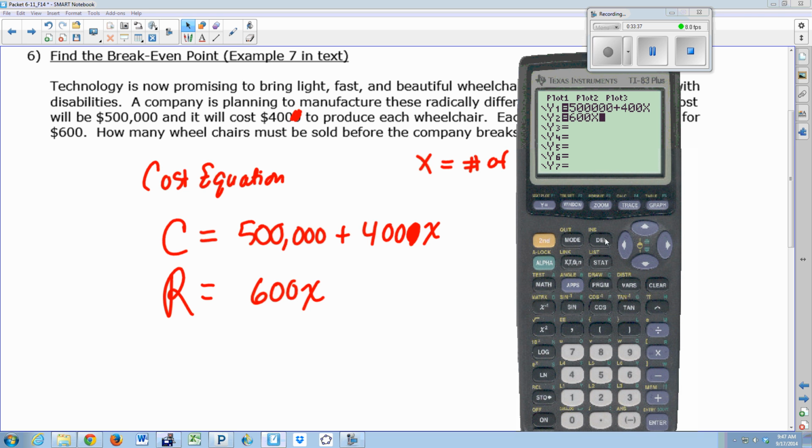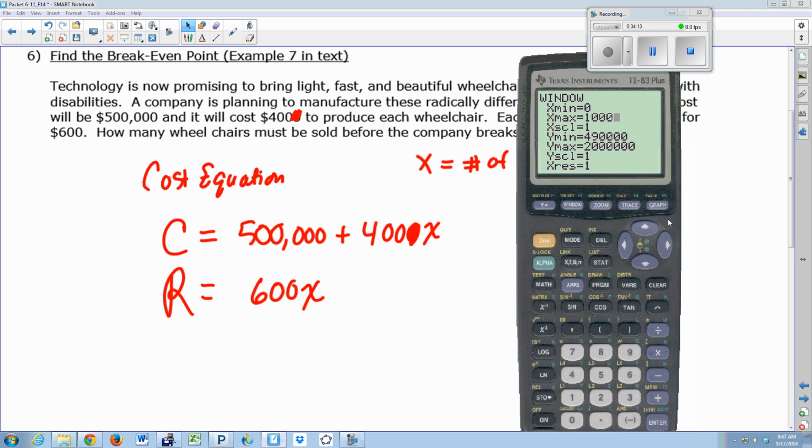And clearly, I can't do the standard window from -10 to 10 because my y-axis is starting at 500,000. So my window for my y minimum, I would probably put at like 490,000. I'd probably start it there. My maximum, I don't really know. I'm going to put 2 million in. My X min is 0. I don't know how many wheelchairs I have to sell. I'm going to say 1,000.